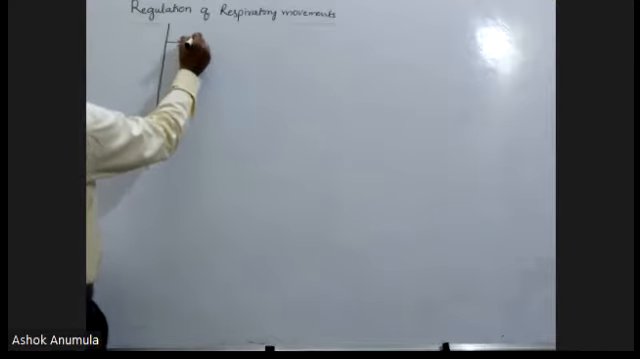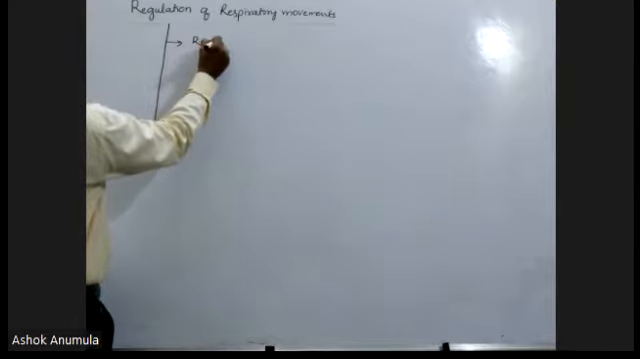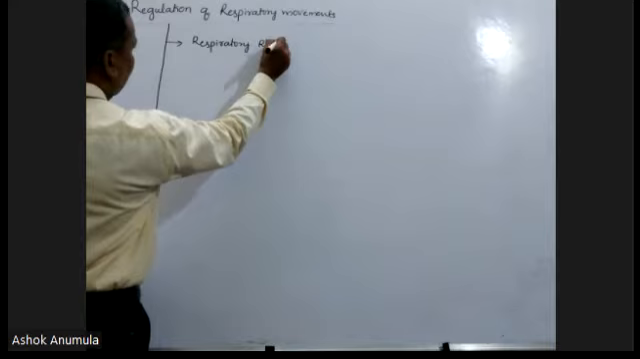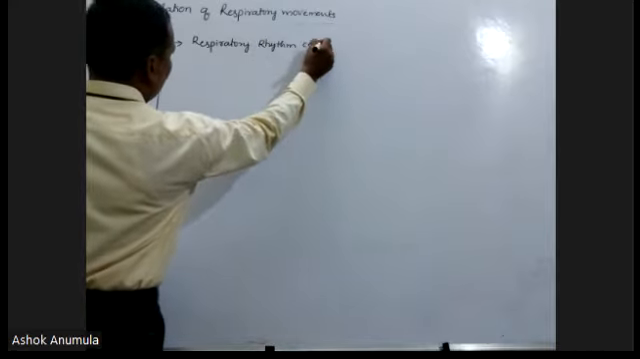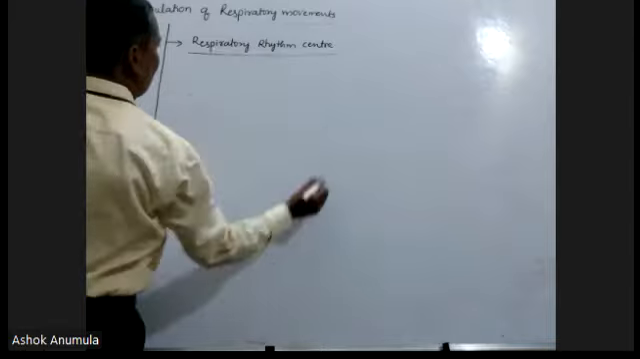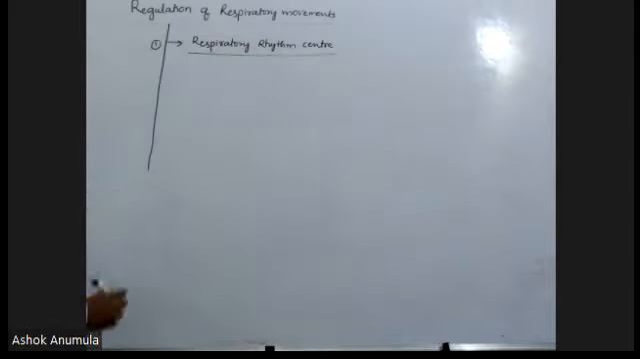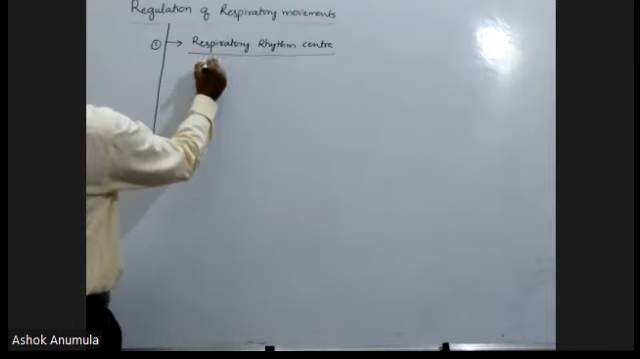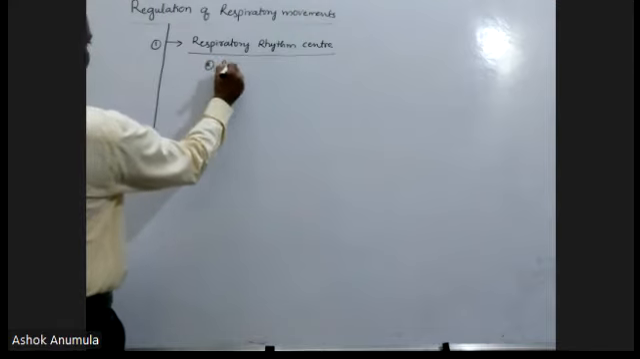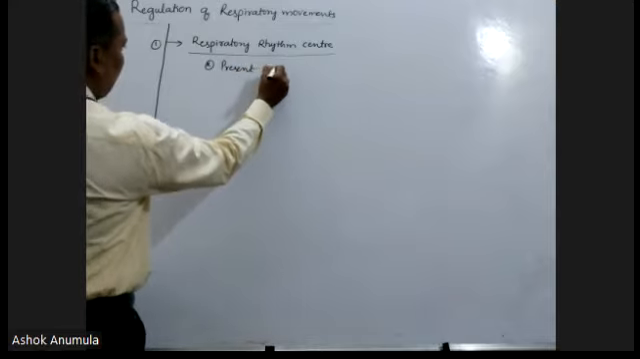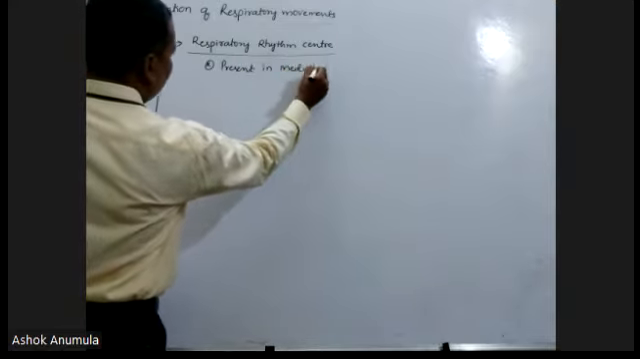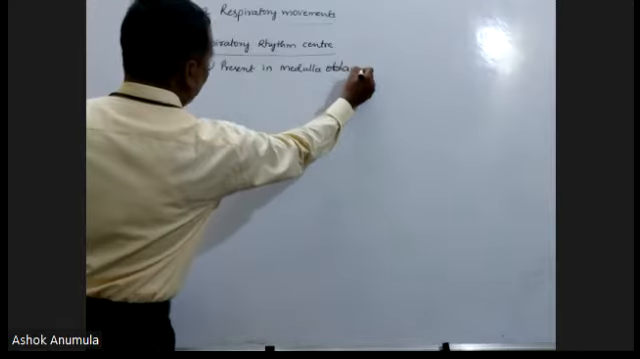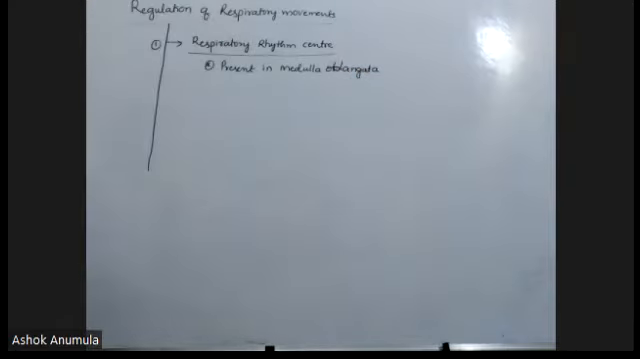They are, first one, the respiratory rhythm center. The respiratory rhythm center is present in the medulla oblongata. It is present in the medulla oblongata.